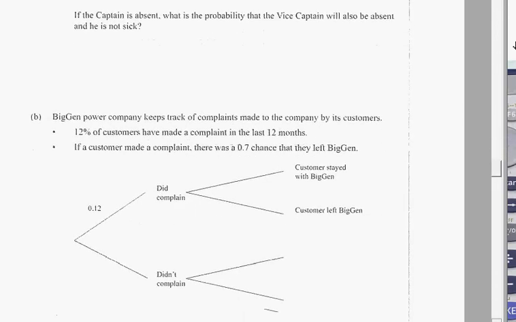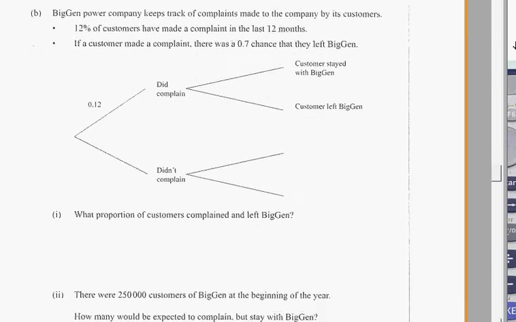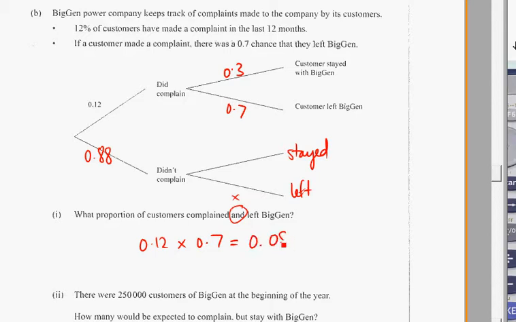Right, next question is to do with a power company. 12%, so straight away we can fill in this number. Probabilities have to add to 1. If a customer made a complaint, 0.7 chance that they left the company or stayed. And we don't know anything about this other branch at the moment, so we obviously don't need to. What proportion of customers complained and left? And in probability 'and' means to multiply. So the proportion that complained times the proportion that left, multiplying down the branch, 0.084.